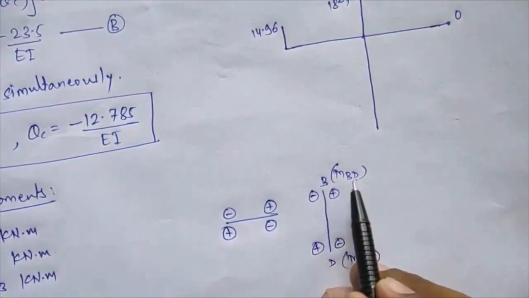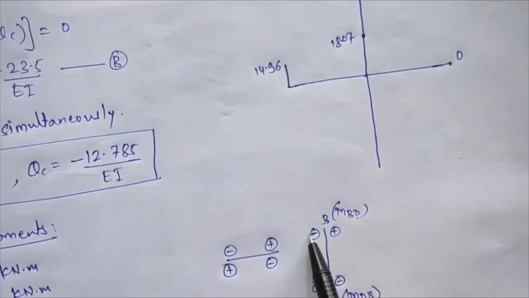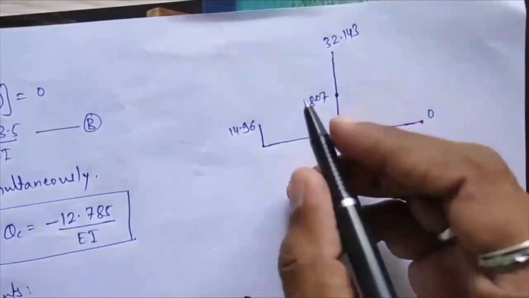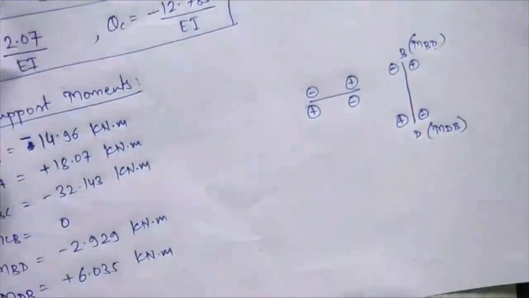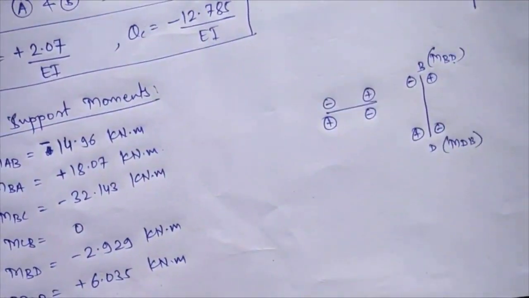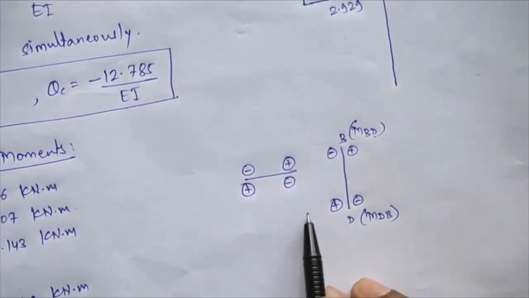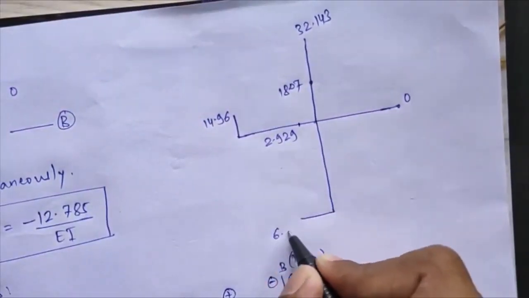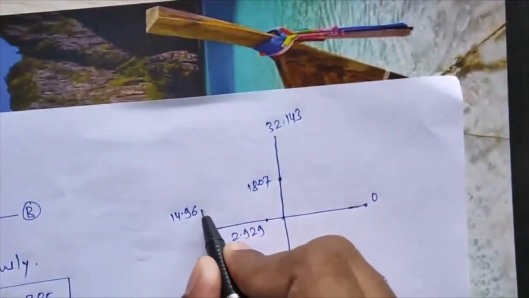We'll see. MBD I am getting as minus 2.929 over there. So negative it is, it will be plotted on left hand side of your member. So somewhere here, that is 2.929 at your joint B. Okay, then at joint D you are getting MDB is equal to 6.035, that is positive, again on left hand side over there, somewhere here, that is 6.035, and simply what you have to do, you have to join these lines over there.